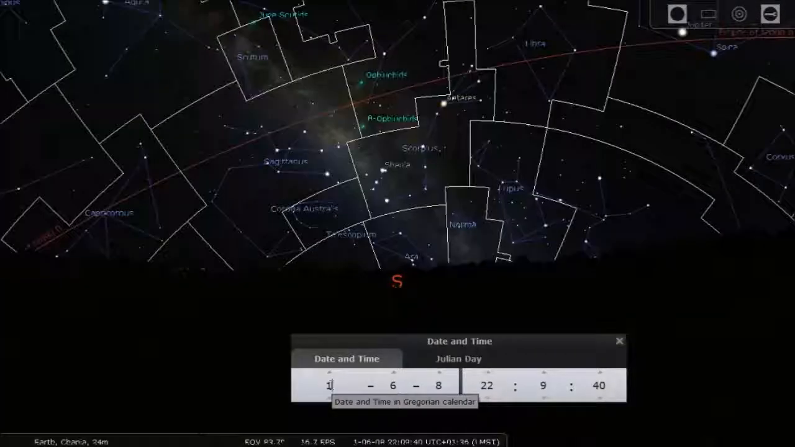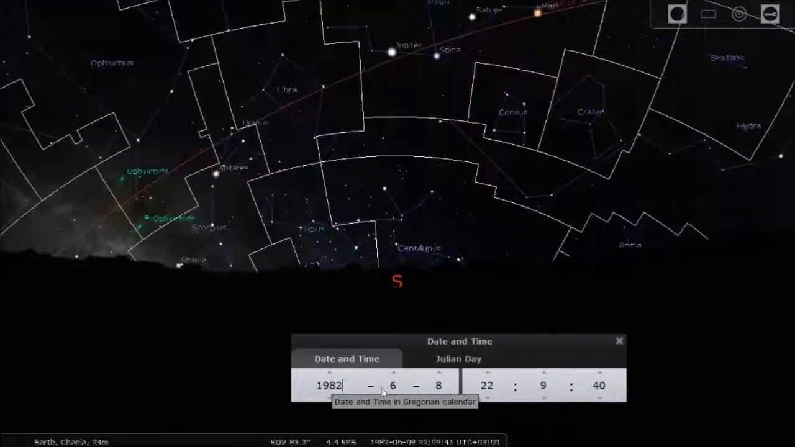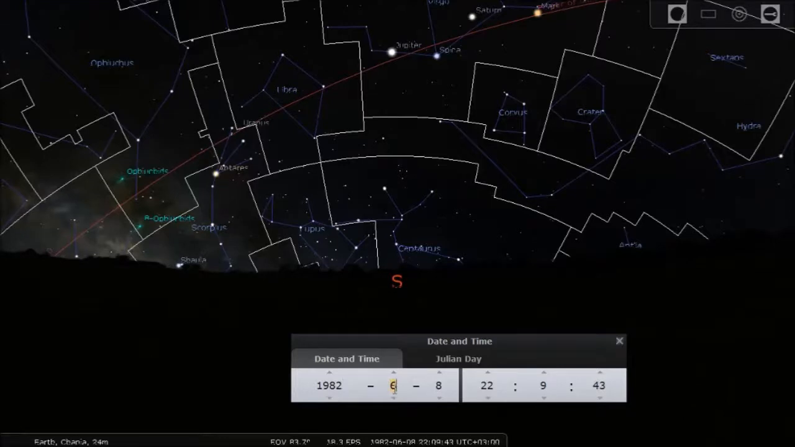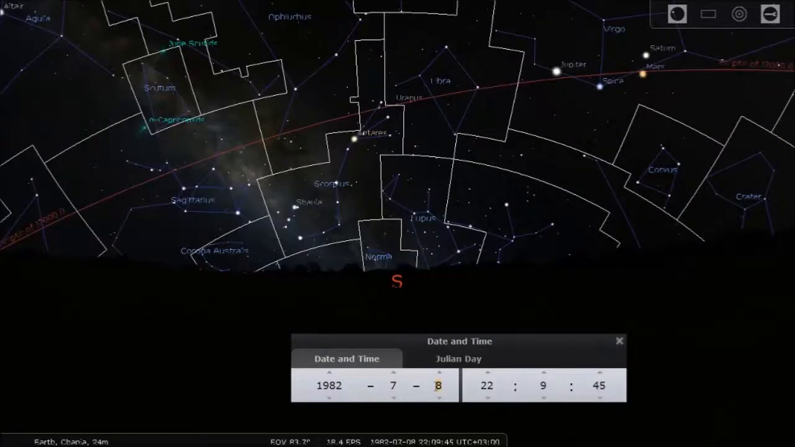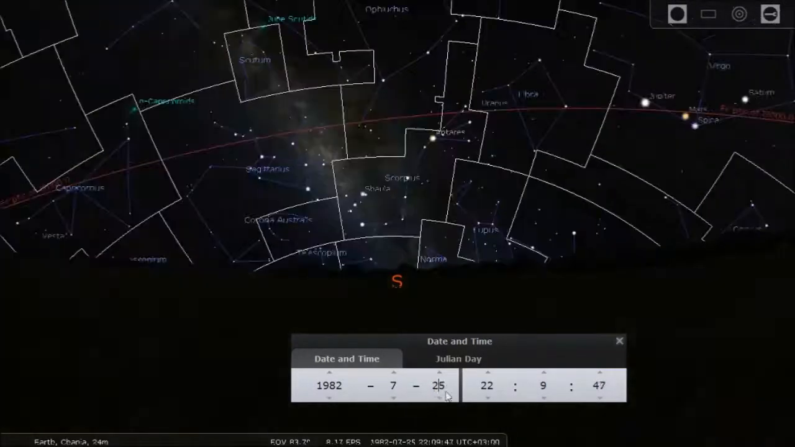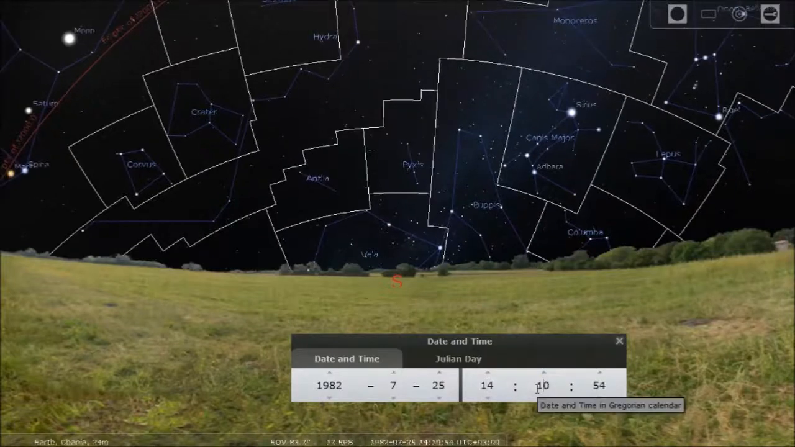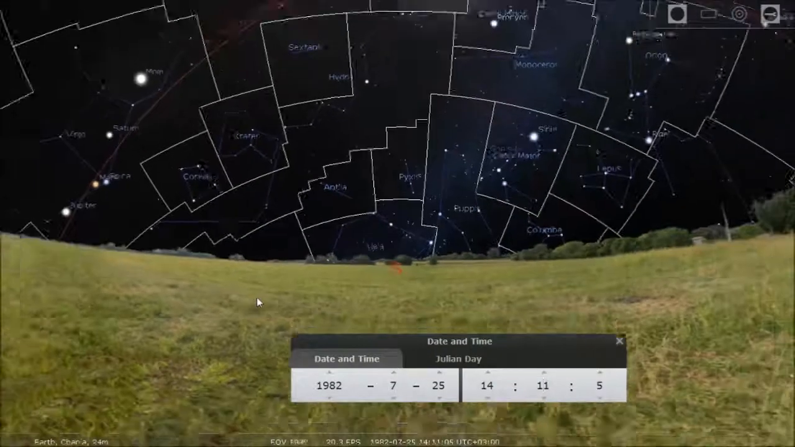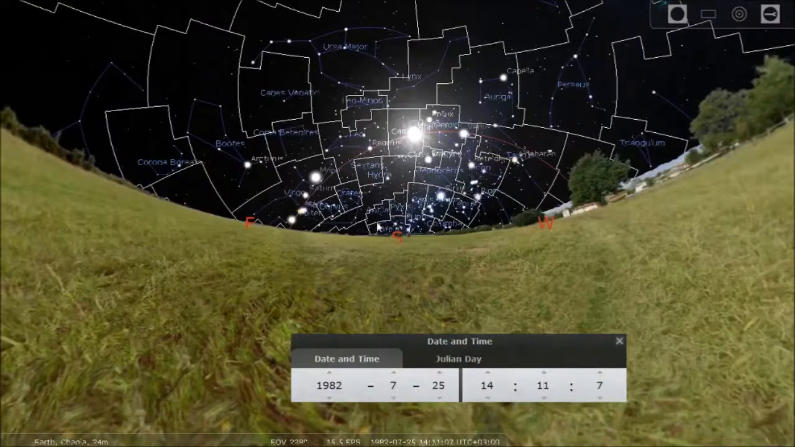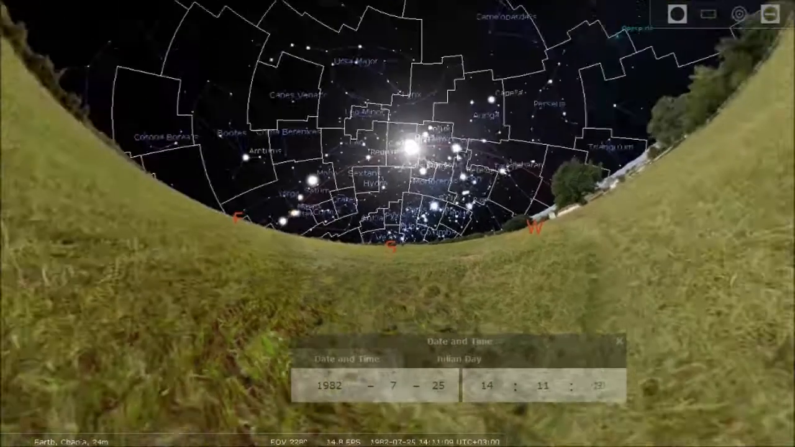So I was born in 1982 on July the 25th. And I was born at 2 o'clock at noon, 2:10 to be exact. And although it's noon, you can see the sky dark because remember that I have deactivated the atmosphere. So let's try to find the sun and see in which constellation it is.